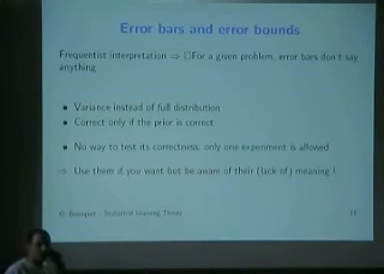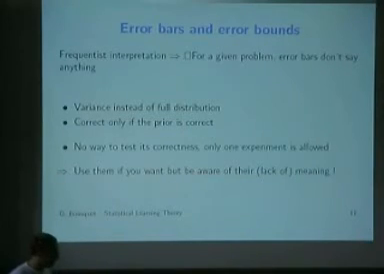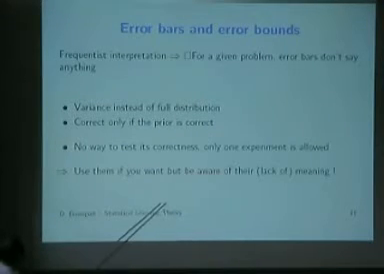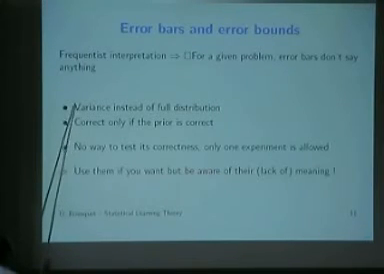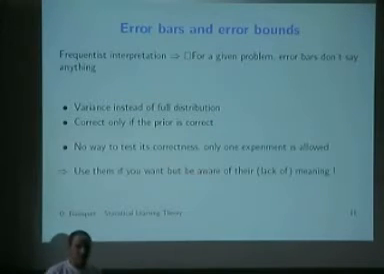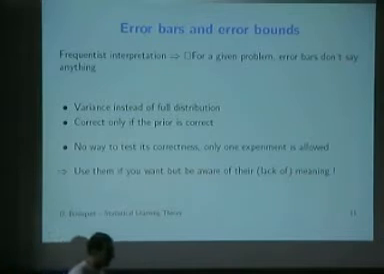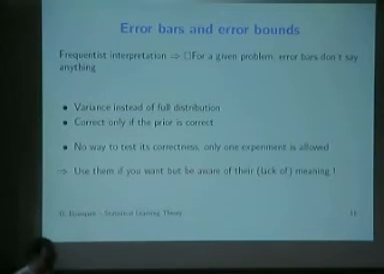for a given problem, if you look at a given data set, let's say, these error bars don't say anything. They do not characterize in any way the distribution of the error, because they characterize the distribution under something that you cannot sample. And even if you were able to sample, they just give you an idea of the variance, not on the full distribution. And they are correct only if the prior is correct. And there is no way to test this. So, okay, that's a theoretical point of view on this problem, but you can say, well, I'm an engineer, I want an algorithm that works, then, okay, fine, you can use them, but you should know what you're doing.